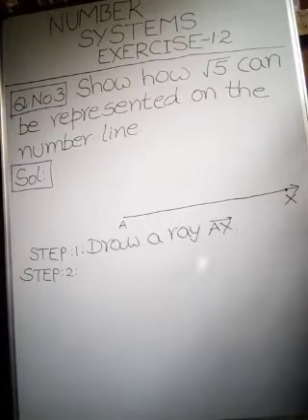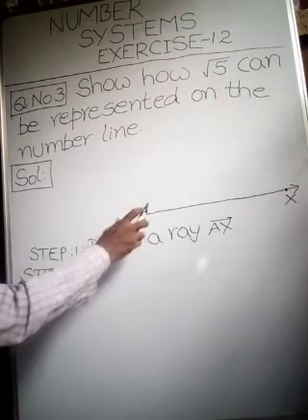Take some radius as you wish. You can take 2 centimeters, 3 centimeters, or 4 centimeters as the radius. Take the compasses with a radius as you wish, 2 centimeters or 3 centimeters or 4 centimeters.